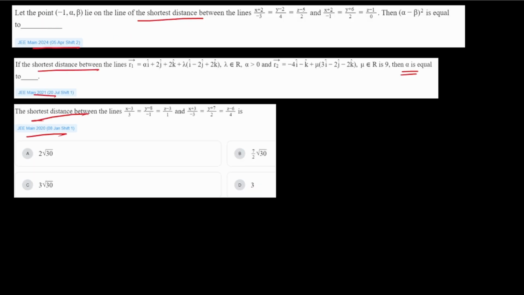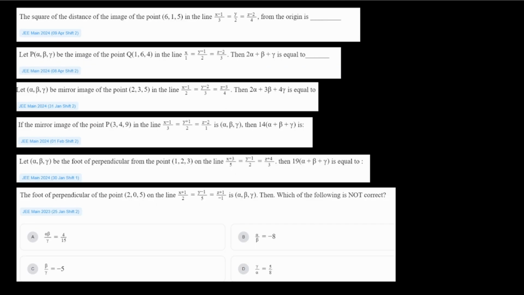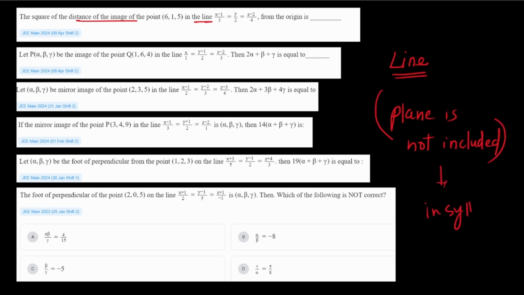So you've seen a number of questions related to this one particular formula, that is the shortest distance between the lines. And this is another set of concepts which has been asked in the chapter 3 geometry, that is where finding the distance of the image of the line. Make sure that line is included in your syllabus. Plane is not included, right? It was actually removed from your syllabus last year.